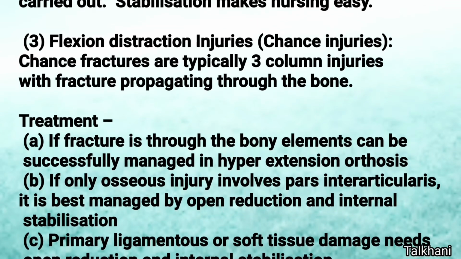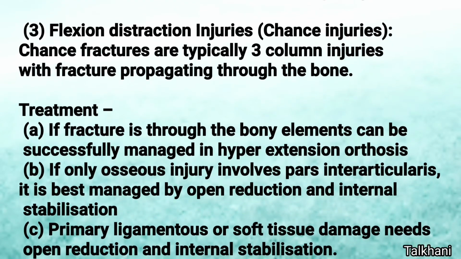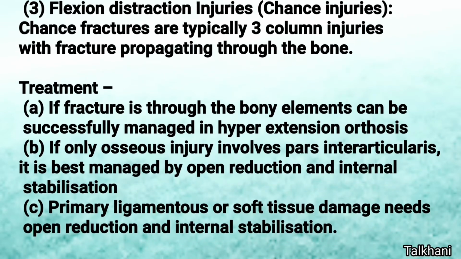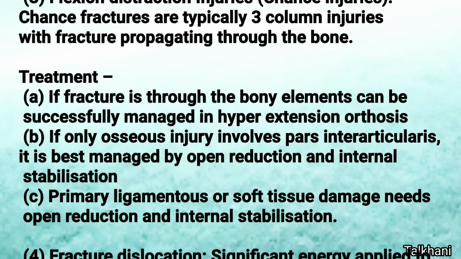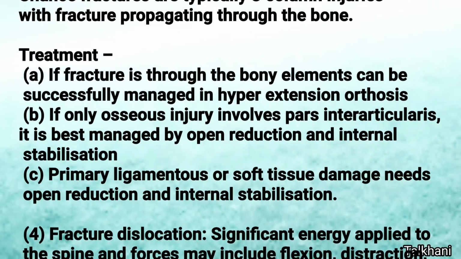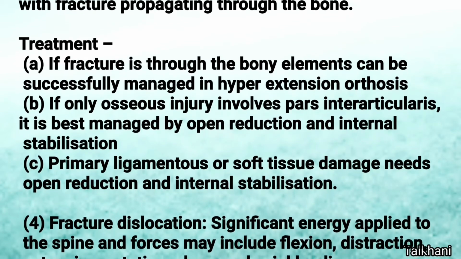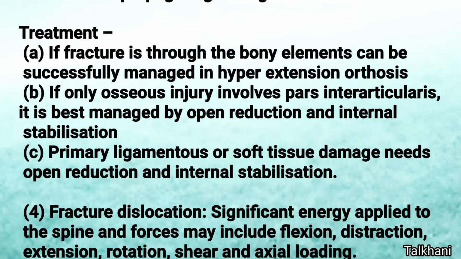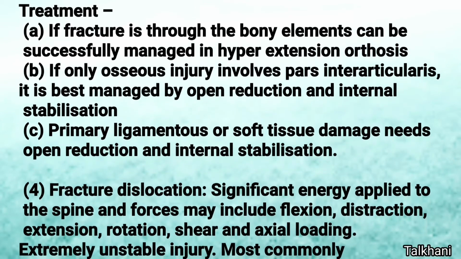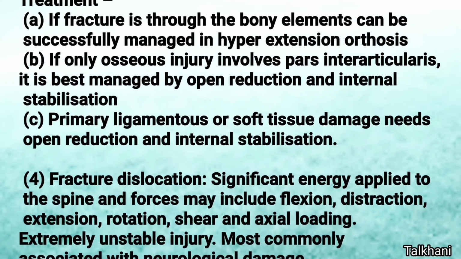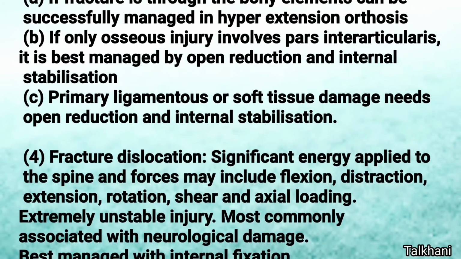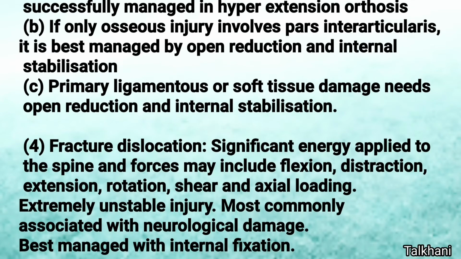Number 4. Thoracolumbar trauma causing fracture dislocation. It's a significant energy applied to the spine, and forces may include flexion, distraction, extension, rotation, shear, and axial loading. Fracture dislocation of the thoracolumbar spine is an extremely unstable injury, most commonly associated with neurological damage and best managed with internal fixation.